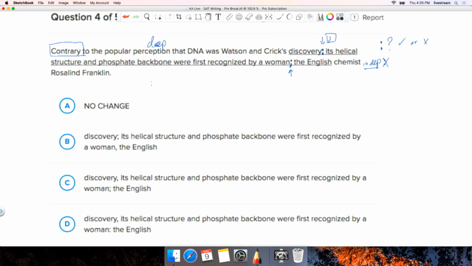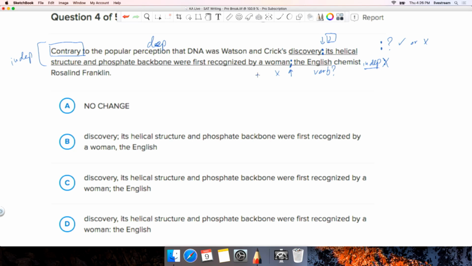And then let's move on to the next part. So its helical structure and phosphate backbone were first recognized by a woman. And then we have a semicolon, the English chemist Rosalind Franklin. So a semicolon should separate two independent clauses. And while the first part is an independent clause, the English chemist Rosalind Franklin only has a subject, so no verb. That means it's a dependent clause, and so this semicolon is incorrect.